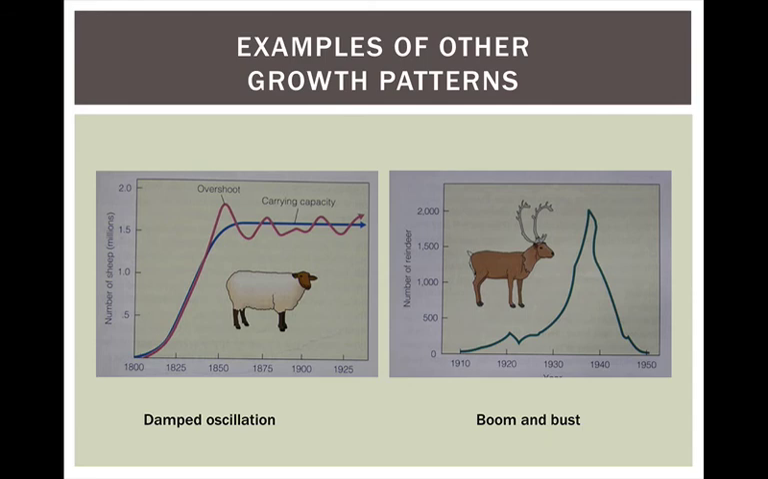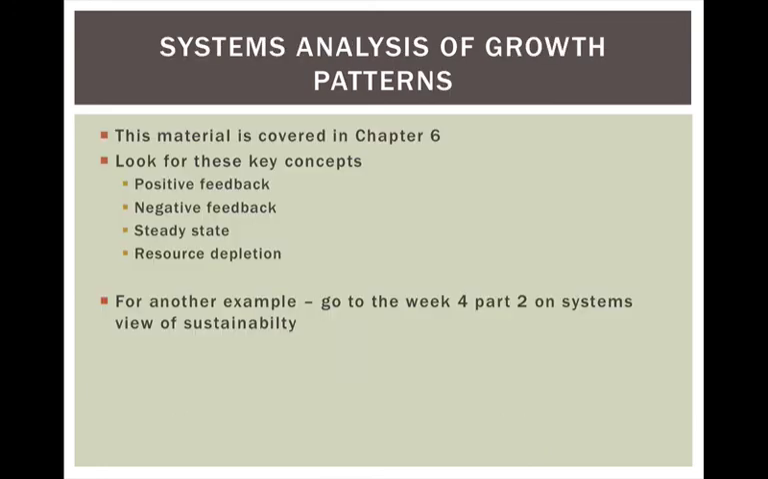So you can see, it would be very interesting to know if populations of natural resources were going to behave nicely and oscillate around some sort of carrying capacity, or were they going to shoot up so far that they decrease their resources beyond the level that can be replaced. The systems analysis of growth patterns is, again, covered in Chapter 6, and I think that's an important place to study, and again, look for these key concepts.